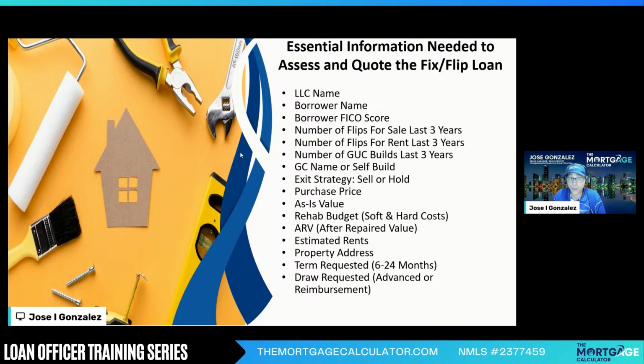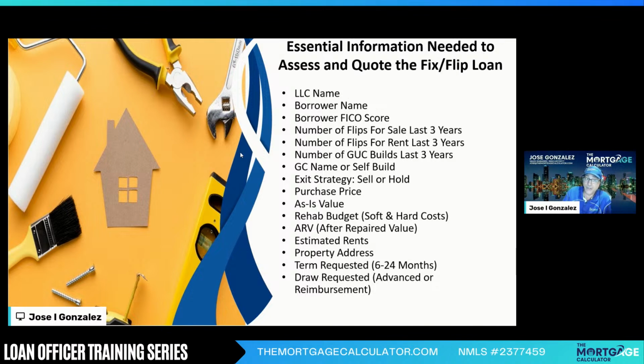And what is the property address? What is the term requested? 6 to 24 months are the norm out there. Your best bet is to get at least 12 months. You don't want to have to get a 6 month option. Yeah, the rate's going to be a little bit lower, a little bit lower cost, but it's really stressful if you're getting close to that 6 month threshold and you're not ready.